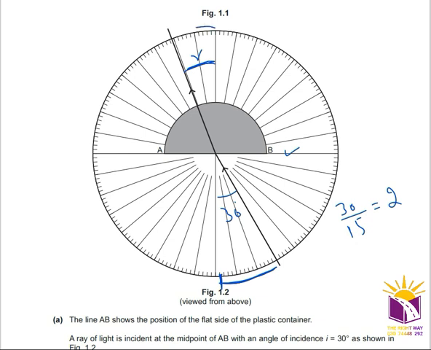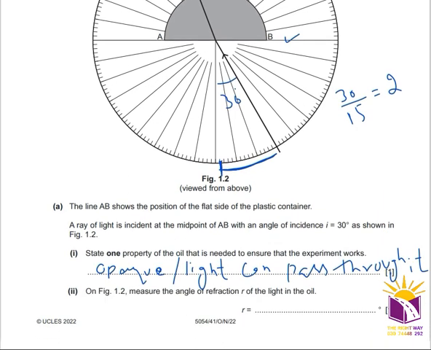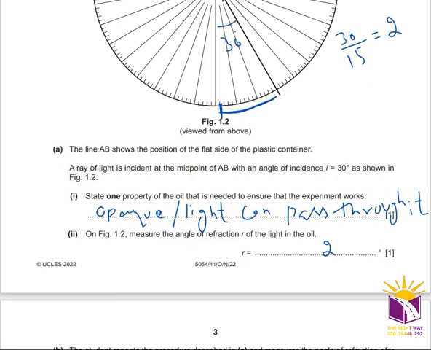So here 5 and 5 mean tens, so 10, then 20, and one half for the half of the one, so 5 plus 5 plus a half will be 10.5. 10.5 multiplied by 2 will be equal to 21. So the angle of refraction is 21 degrees.